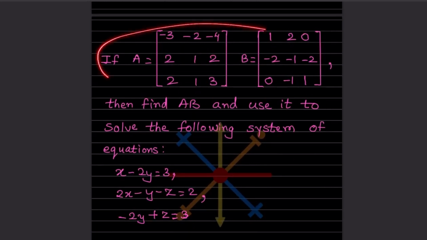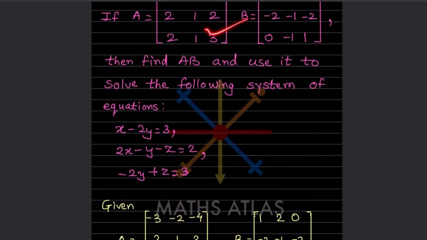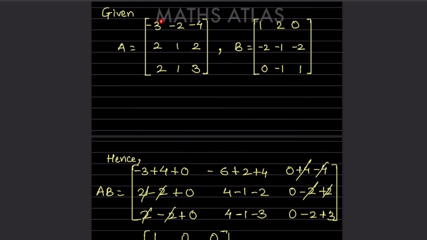Now let us take this question here. So here A is this matrix and B is this. So we have to find out AB, and these are the equations given. So now let us take this board down over here. So now let us take the product of it.